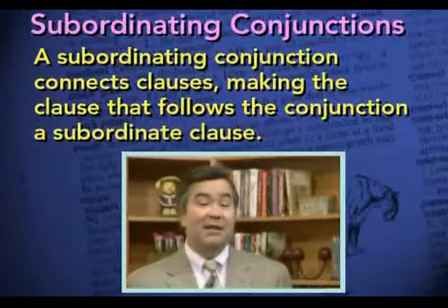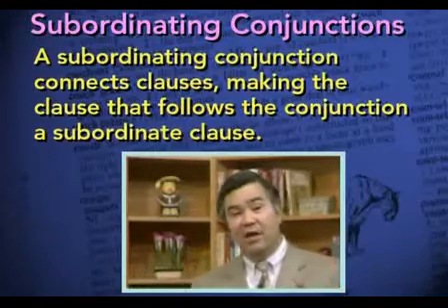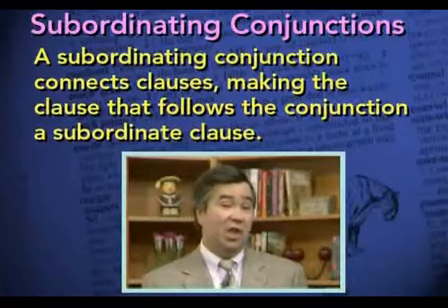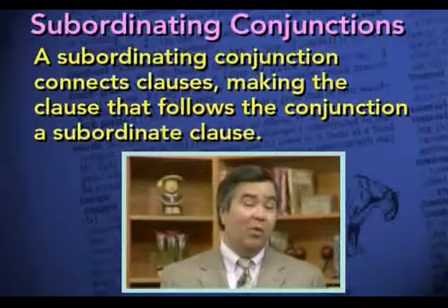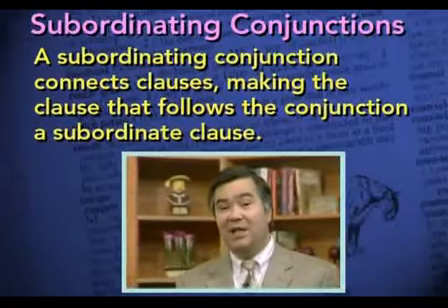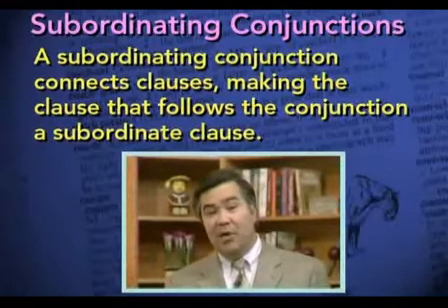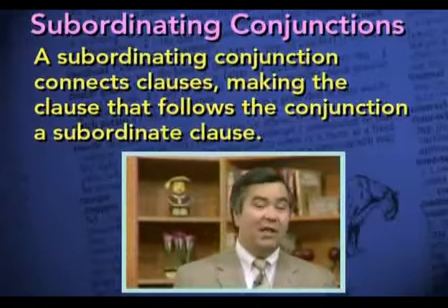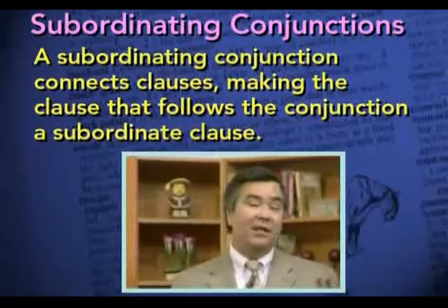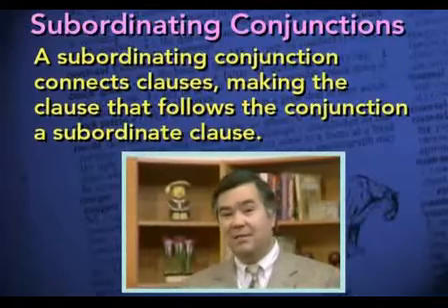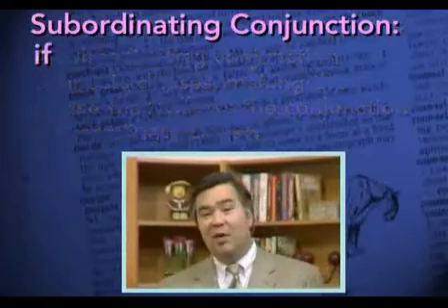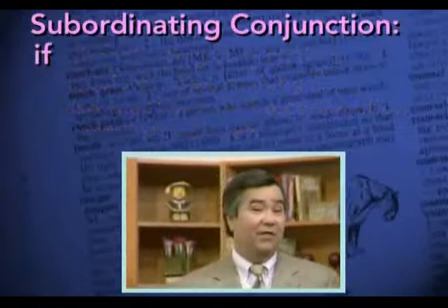Again, in our lesson about sentence structure, we talk a fair amount about subordinating conjunctions. So if you haven't watched that program, you probably should, to get a little more background on how subordinating conjunctions are used. Subordinating conjunctions make the clause that follows into a subordinate clause, meaning one that can't stand alone as a sentence. For example, take a subordinating conjunction such as if.